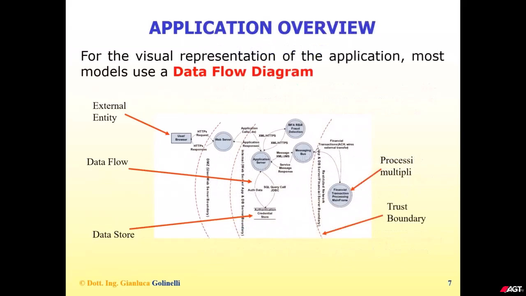As for the visual representation of the application architecture, one of the most used diagrams in threat modeling is the data flow diagram. It highlights the architecture of the application in terms of processes, entities, data stores, and data flows. And the preeminent emphasis is given on the data flows that connect processes, entities, and data stores together.